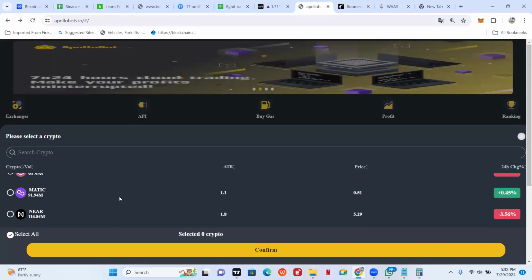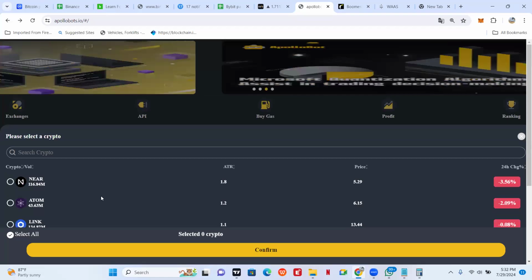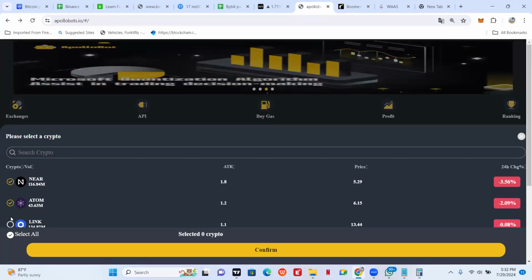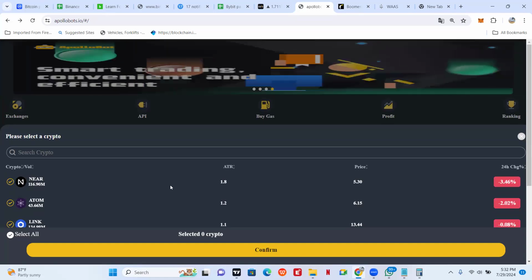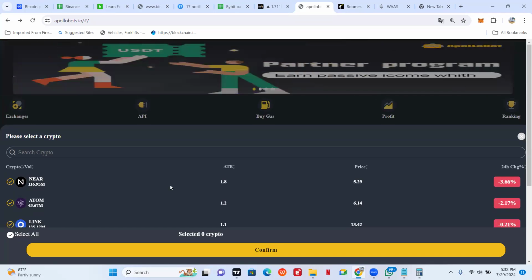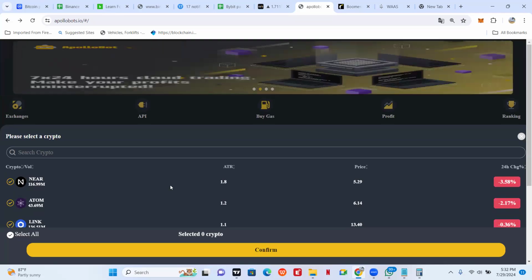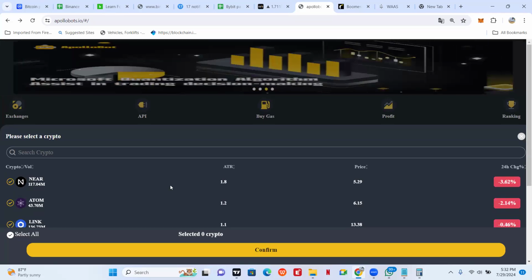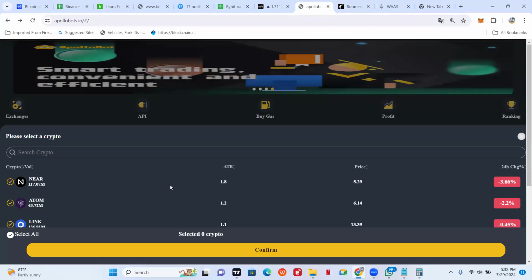It says 3 coins, right? So let me just pick those 3 coins. You can pick the 3 at once and set up all 3 at the same time. Even if you're trading larger capital and trading 10 coins, you can set up the 10 coins at the same time.